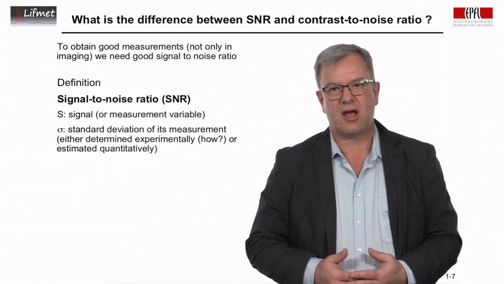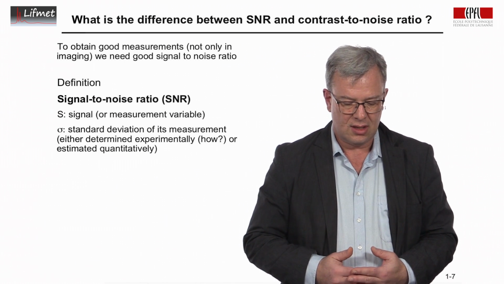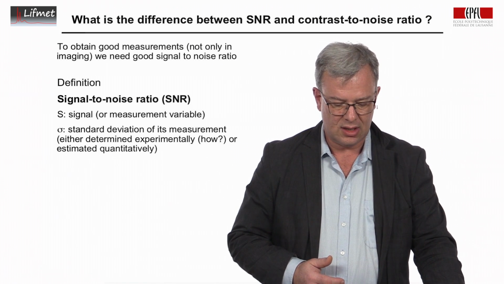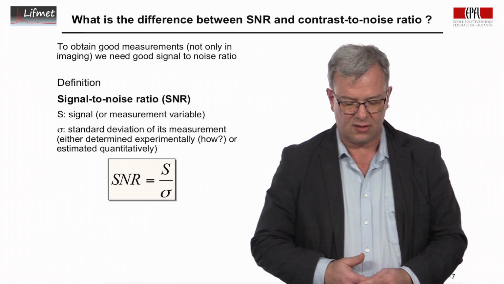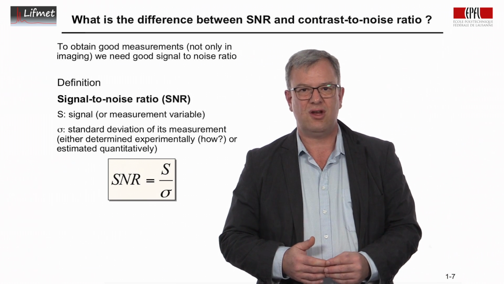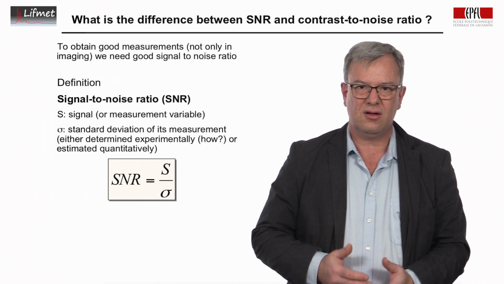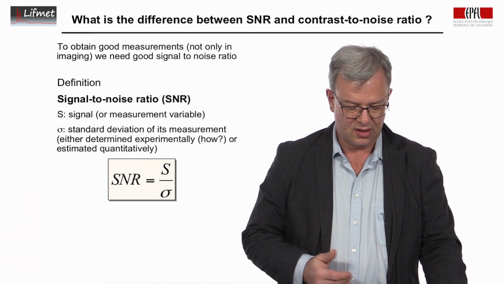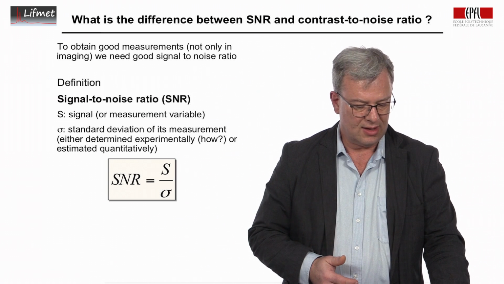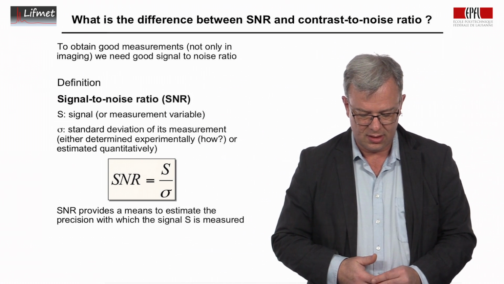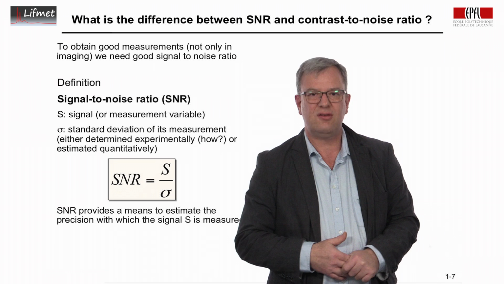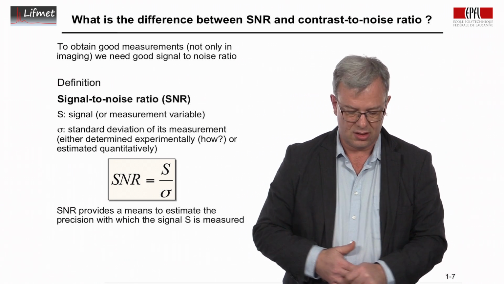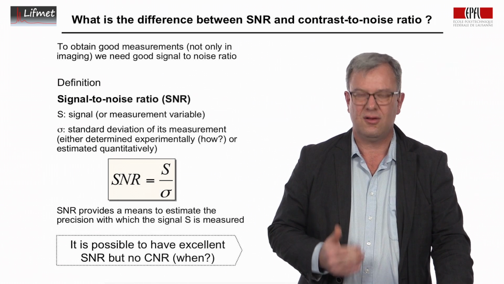In some techniques, we can actually quantitate the standard deviation of the measurement and do a calculation quantitatively for the SNR. So that brings us to a first important definition, that the signal-to-noise ratio is the signal divided by the standard deviation of the noise. So it gives us an idea of the variance. Therefore, this is a means to estimate the precision with which the signal is measured. How much does it fluctuate scan to scan?